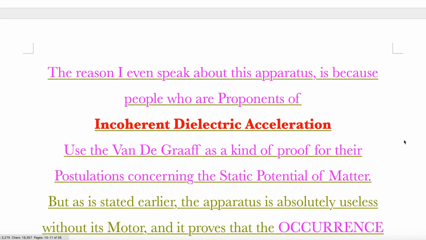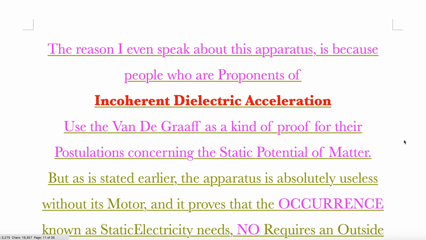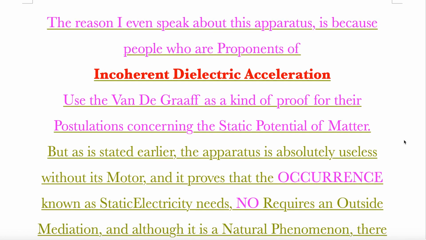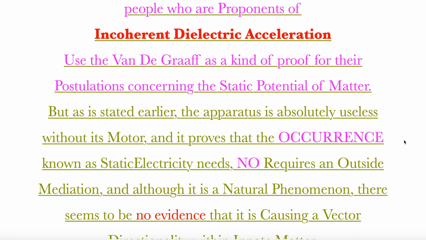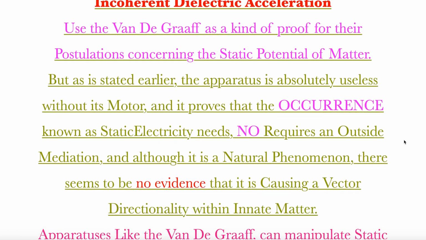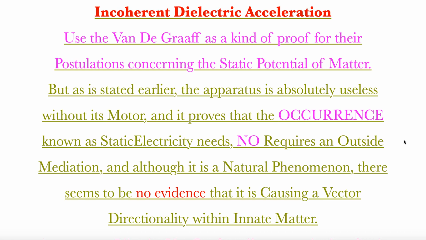The reason I speak about this apparatus is because people who are proponents of incoherent dielectric acceleration use the Van de Graaff generator, the Van de Graaff, as a kind of proof for their postulations concerning the static potential of matter. But as I stated earlier, the apparatus is absolutely useless without its motor, and it proves that the occurrence known as static electricity requires an outside mediation, and although it is a natural phenomenon, there seems to be no evidence that it is causing a vector directionality within innate matter.